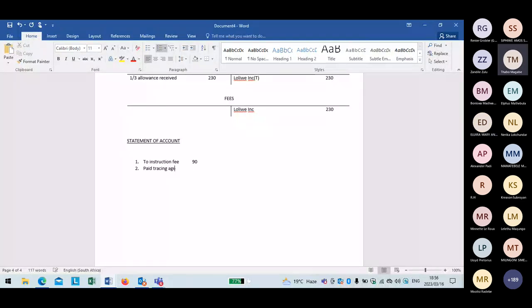Pay tracing agent. How much? $140. Debit or credit? Debit. Next. Collection commission, cash by Mr. Zahar. How much? 6,000. Debit or credit? Credit. Next.